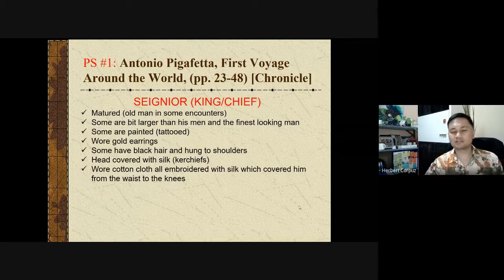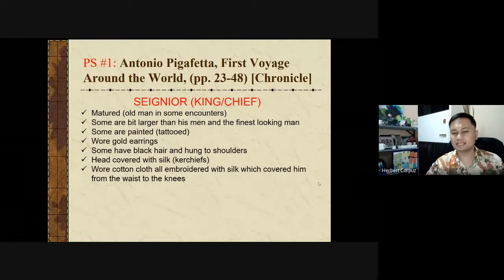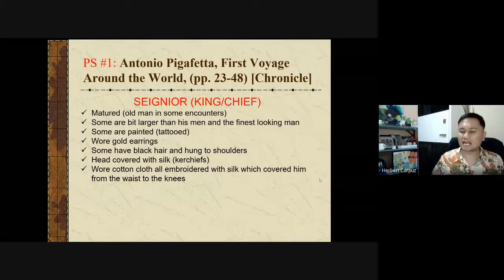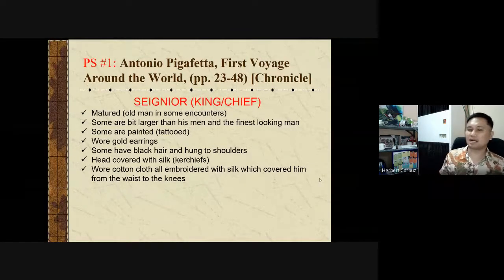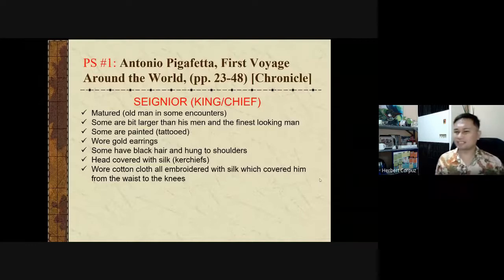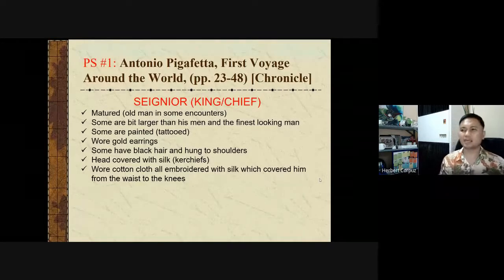Wore cotton cloth all embroidered with silk which covered him from the waist to the knees. So parang nakapalda ang mga chief noon. Ang mga nakapalda na lamang ngayon sa Asia ay Thailand, Myanmar, and Indonesia, nakapalda yung mga kalalakihan nila. Okay, sa Pilipinas, meron din, somewhere in Mindanao, yung mga nakapalda pa rin hanggang ngayon.